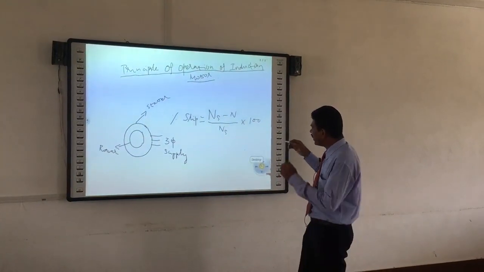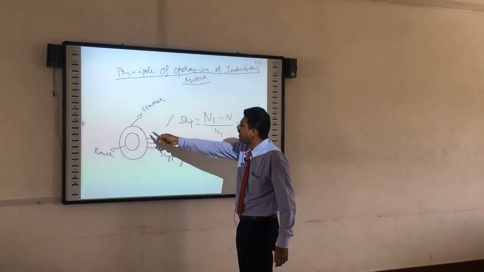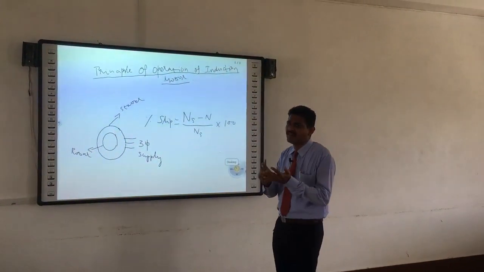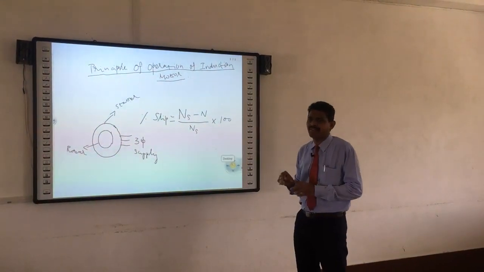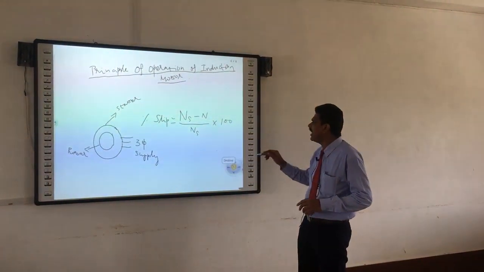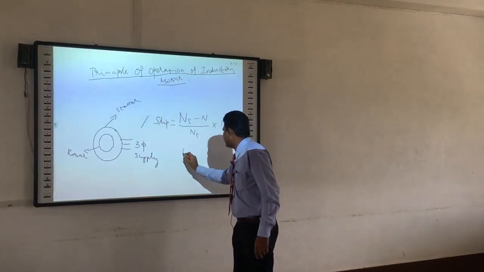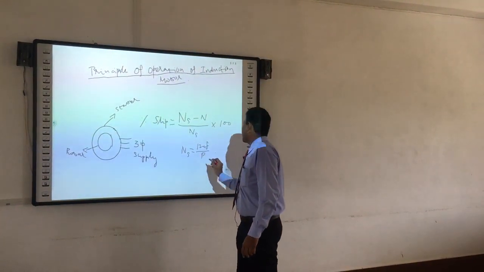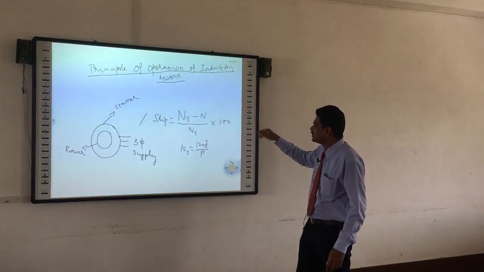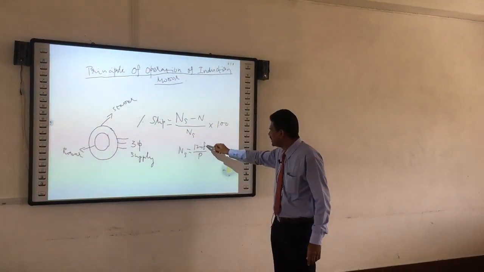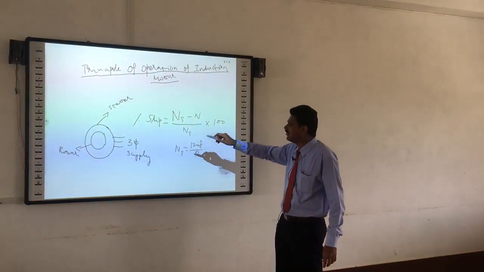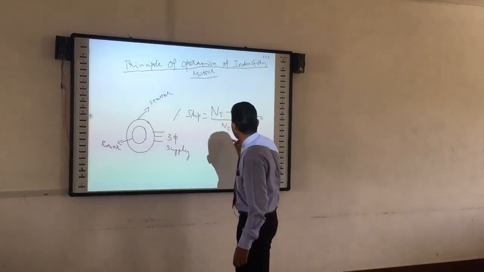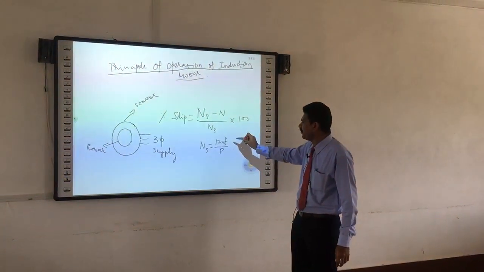Then coming to the principle, we give a three-phase supply to the stator of the induction motor. Due to the phase displacement of the three phases R, Y, B, a rotating magnetic flux is produced in the stator, which rotates at the speed Ns. That is, Ns equals 120 F by P. This is the synchronous speed, or otherwise the speed of the rotating magnetic field. Here F is the frequency of the supply, and P is the number of poles of the motor.